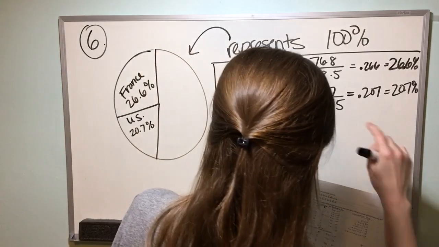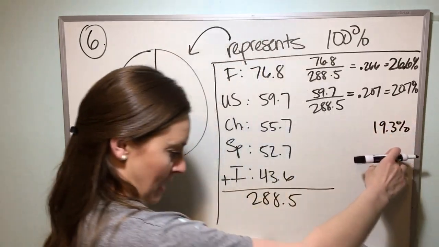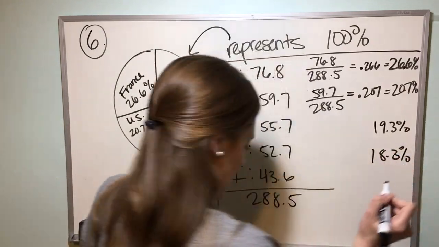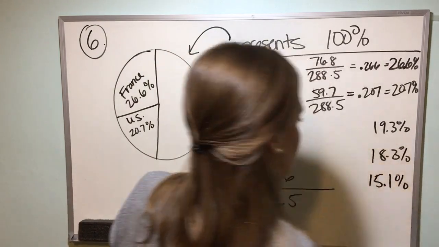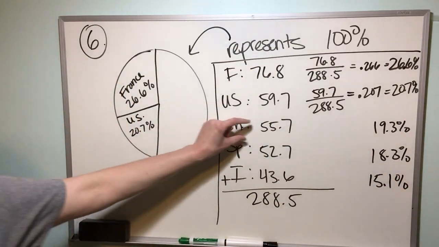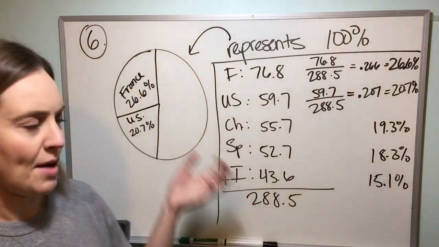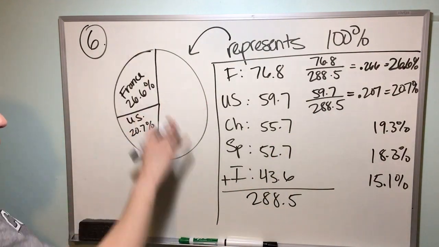China, I ended up with 19.3%. Spain, 18.3%. And Italy, I ended up with 15.1%. I suggest you go ahead and make sure you understand this calculation first before you just copy me and label the pie. So pause the video, go ahead and look through this first, and then come back and I'll label the pie.